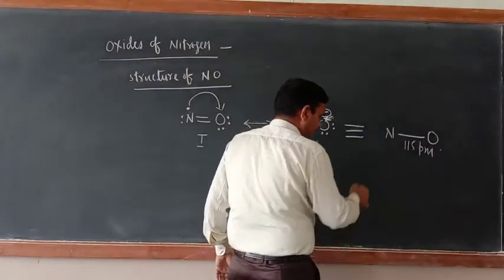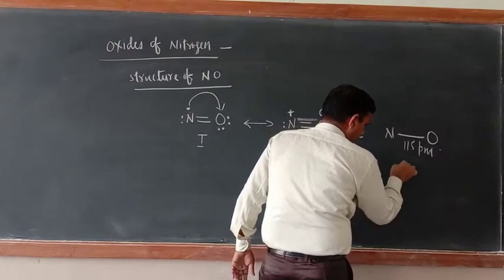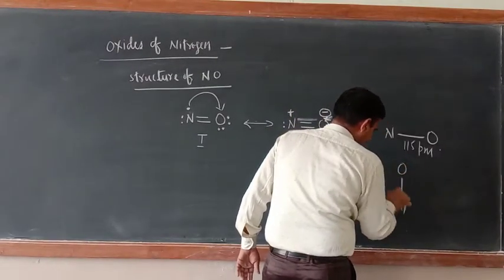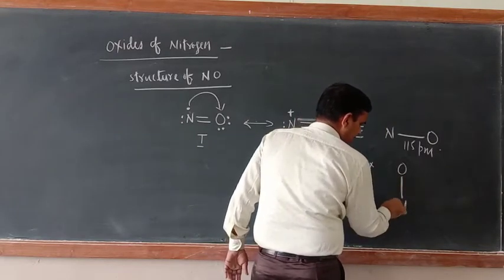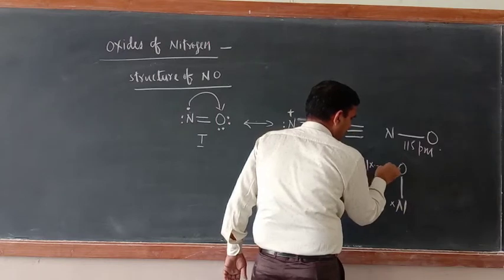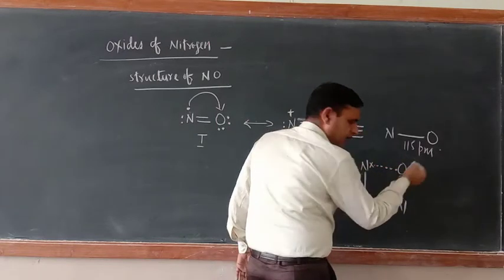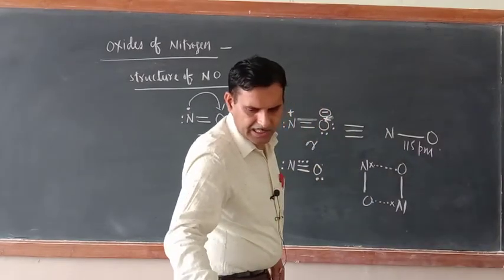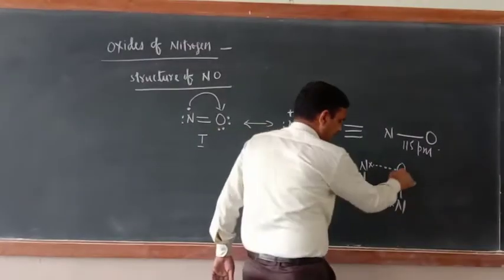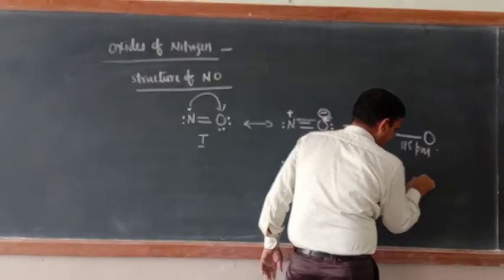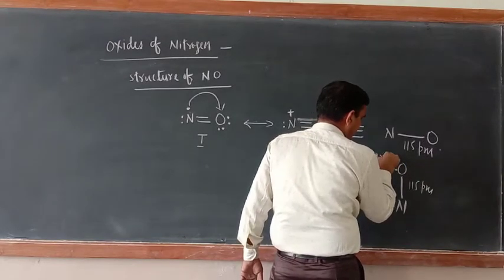As far as the dimer is concerned, the dimer is like that: N, O, and here O, and here N. So these are the normal covalent bonds. Now here one electron is there with this nitrogen. This electron is responsible for making the loose dimer. So between N and O, this NO bond length is 115 picometer, and this bond length is 238 picometer.